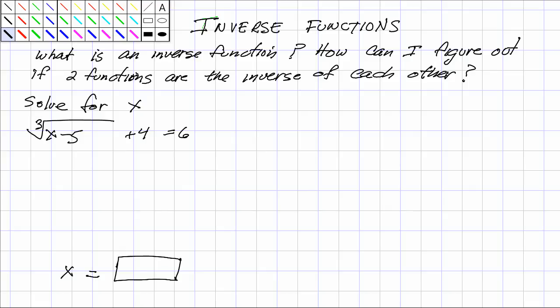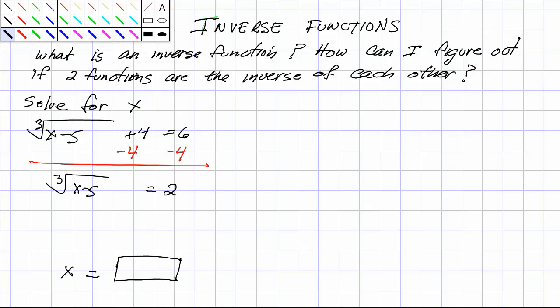One way of solving equations for x is to isolate the x by using a series of inverse operations. An inverse operation is what you do to get rid of everything that you don't want there. So here, the first thing I'll say is, I don't want to have a plus 4. So the inverse of plus 4 is minus 4. I do a minus 4 to each side of the equation so that I have the third root of x minus 5 is equal to 2.